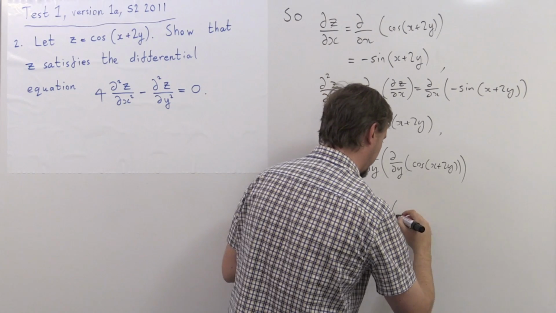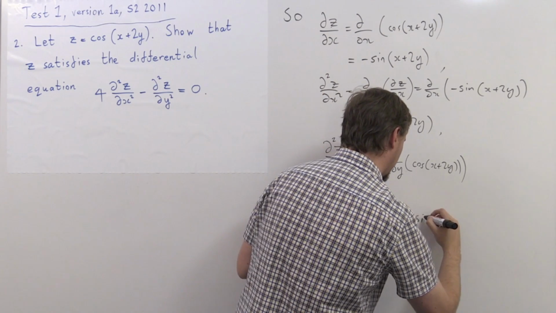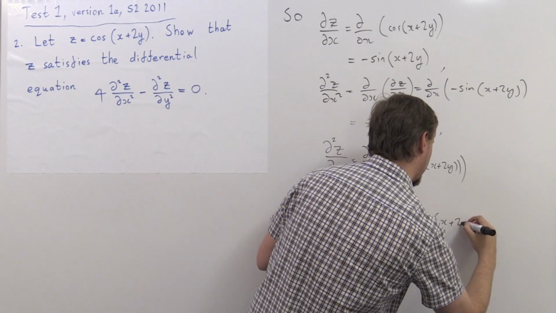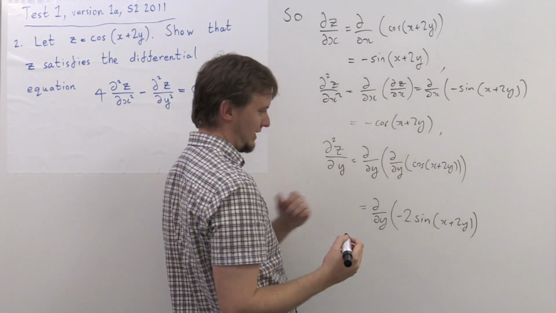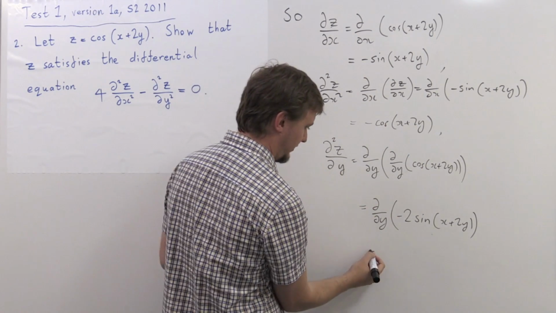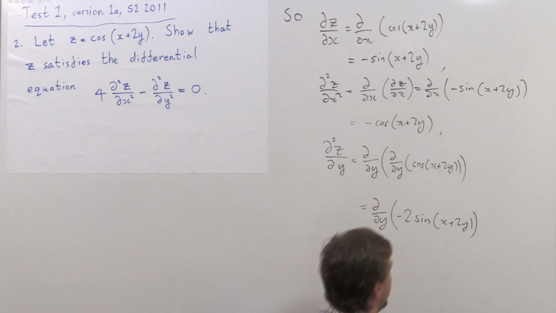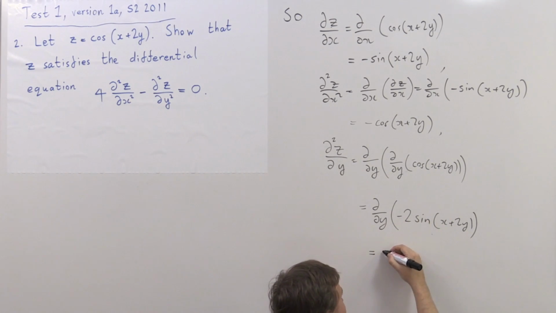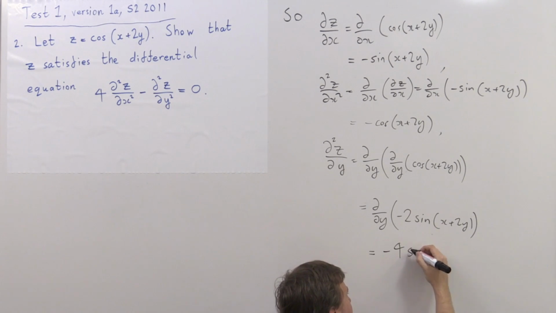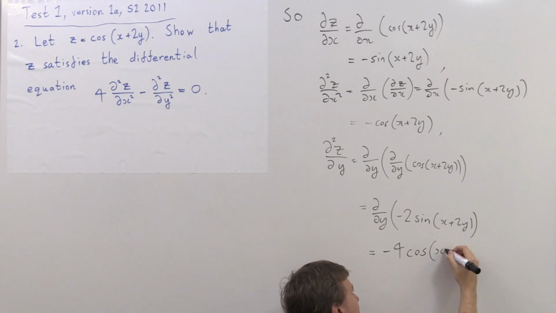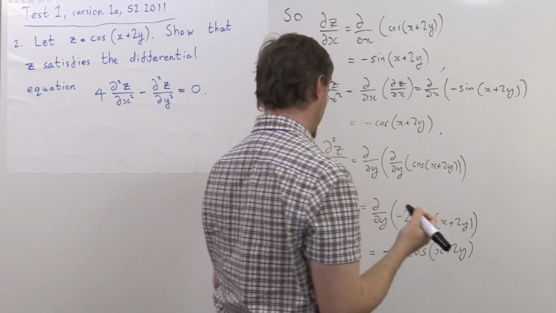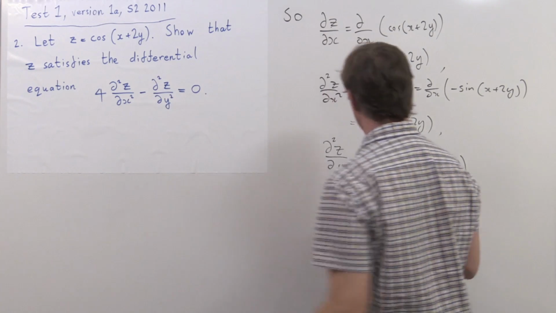So if you take the derivative, you just get minus 2 sin(x plus 2y). I now want to take the partial derivative of this, and another 2 comes out. So again, sine goes to cos, it is minus 4 cos(x plus 2y). Okay, so I've run out of space here, so I'll just finish the question down here.